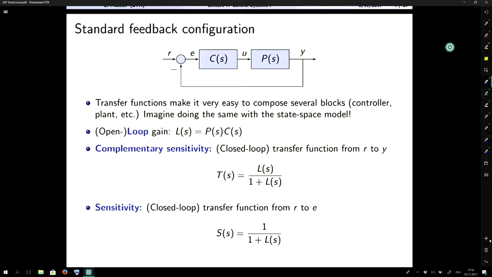So essentially what we can write is that L of S times R bar minus Y bar is equal to Y bar, okay? So from that, now we can solve for essentially Y bar. So we can write this as L of S that multiplies 1 plus Y bar.